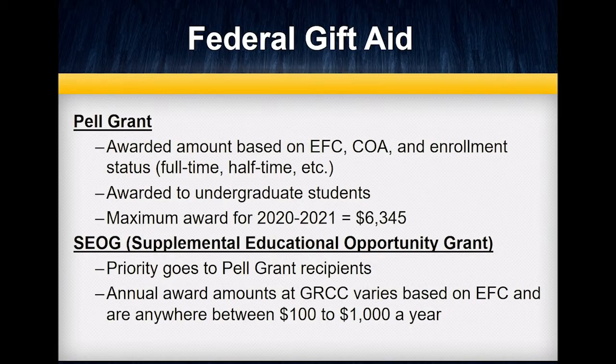The Pell Grant is only given to students who are undergraduate students, and the maximum award for 2021 is $6,345. There is also the SEOG grant, which is the Supplemental Educational Opportunity Grant that is given to colleges. The priority goes to Pell Grant recipients, and annual award amounts at GRCC vary based on the EFC between $100 and $1,000 a year.